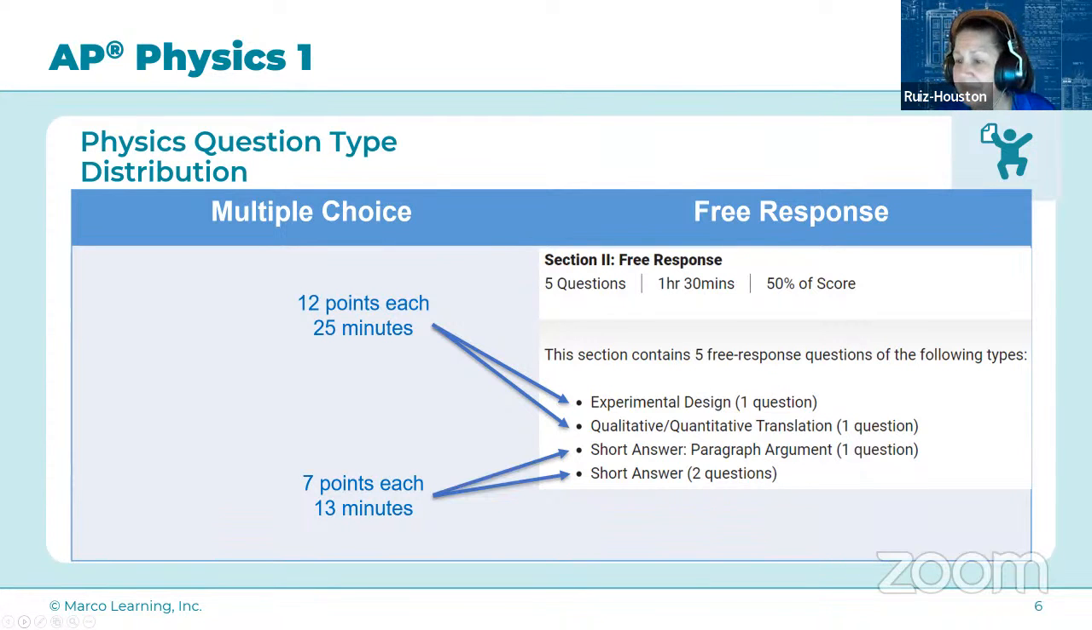Okay? Now, on the experimental design, probably there's going to be a graph, or ask you how you would graph the data that you got, okay? How might you transform the graph if it came out as a curve? So these are those types of questions.